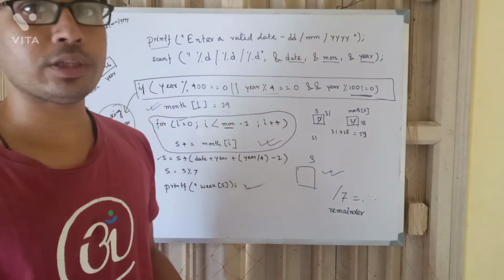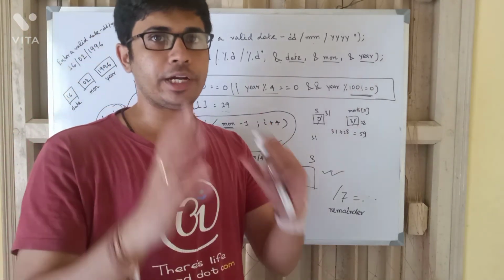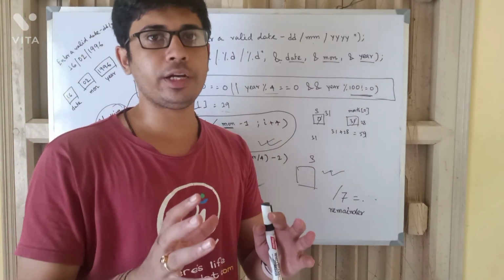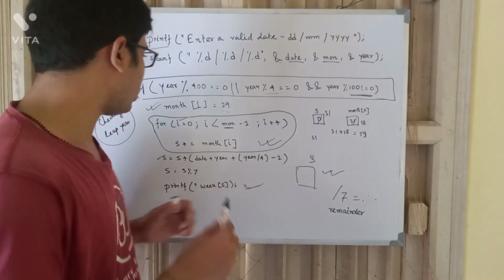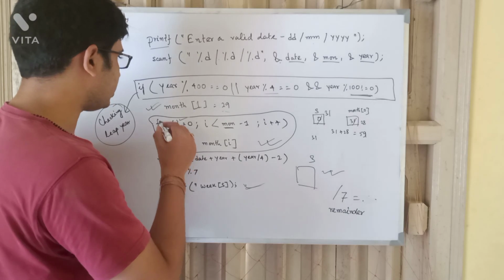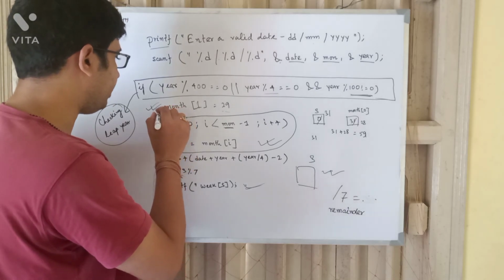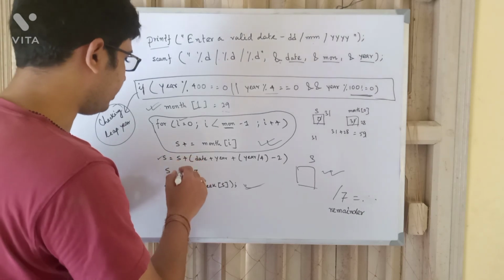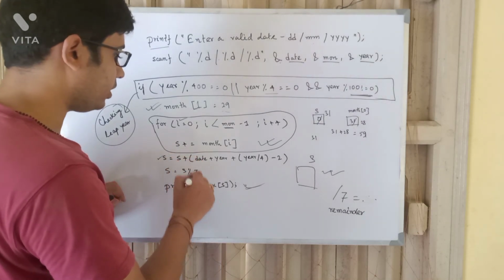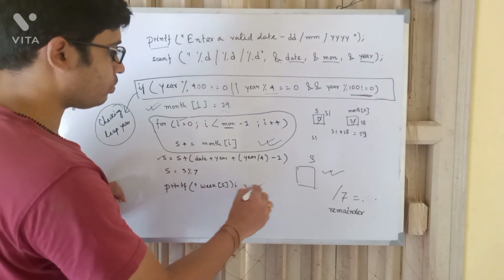Just remember one thing: first the arrays will be created, 5 variables will be created, and after that we get into the logic. This logic you have to remember. First we check for the leap year, then we check for the month, and then we add accordingly. This we have to print out.